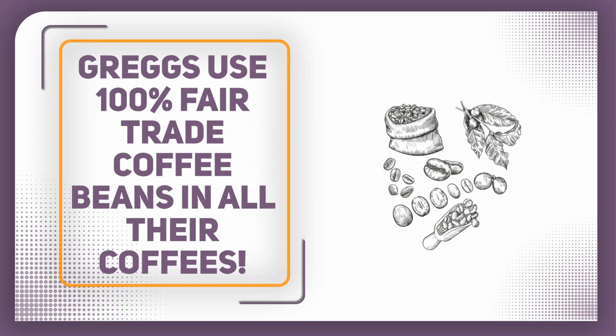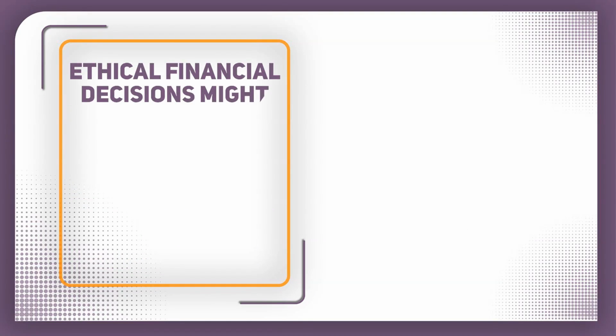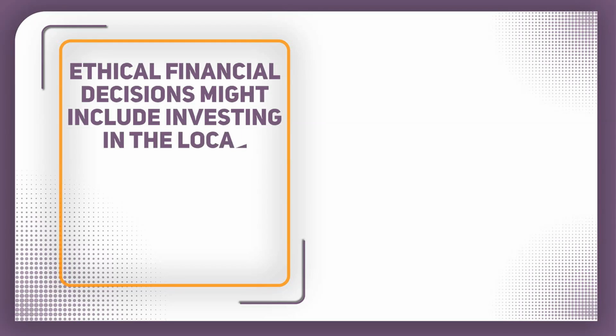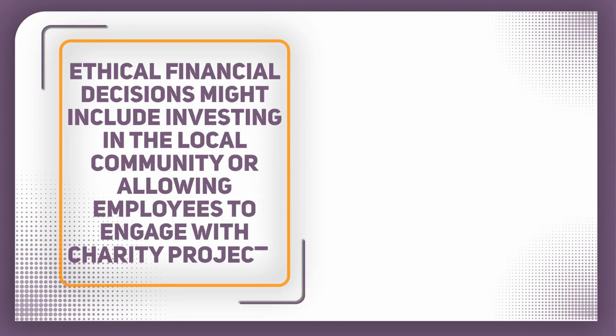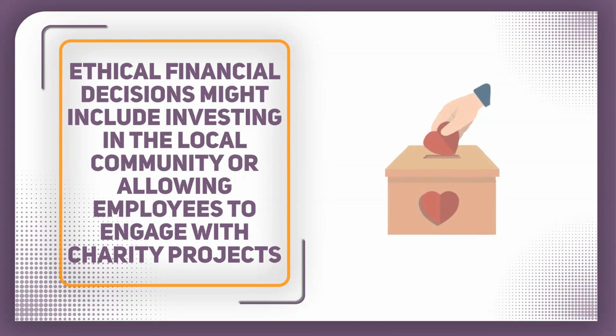You sometimes may hear the term ethical finance. Ethical financial decisions might include investing in the local community or allowing employees to engage with charity projects during working hours and still get paid. There's also been a lot of controversy about the low amounts of UK tax paid by some big international companies such as Google, Amazon, and Starbucks.